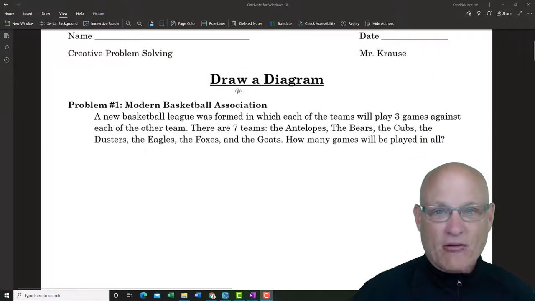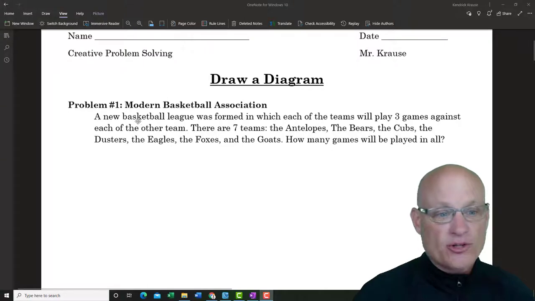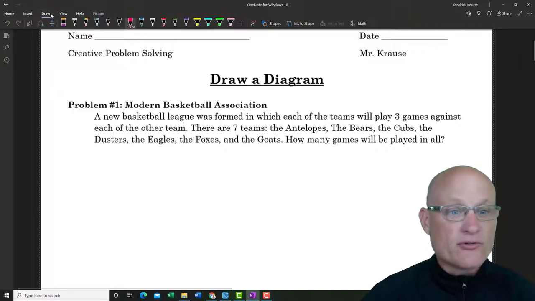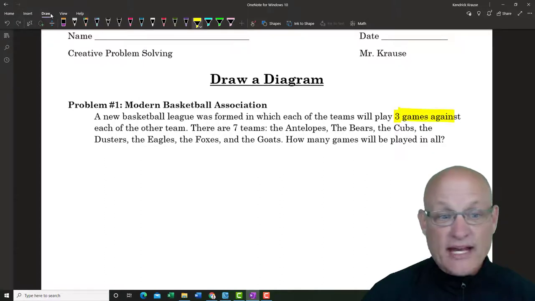Draw a diagram. So this chapter is called Drawing a Diagram. The first one is Modern Basketball Association. We got a new basketball league was formed in which each of the teams will play, and this is kind of important, each of the teams will play three games against each of the other teams. There are seven teams.